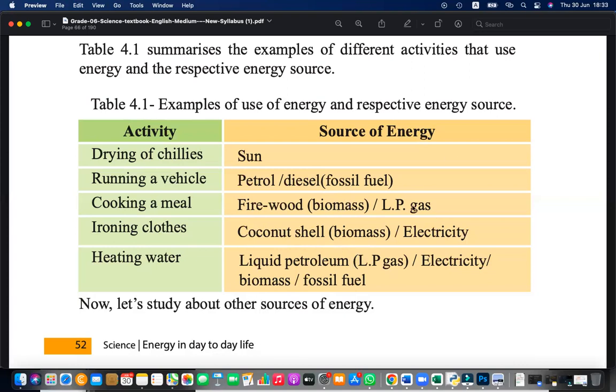Anyway, these are some methods that we can use. Drying chilies can be done using electricity. So these are some additional sources. Electricity can also be used to grind chili. Electricity can be used, and okay, these are the things.